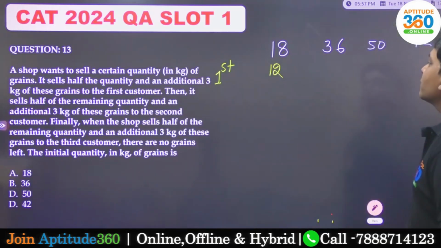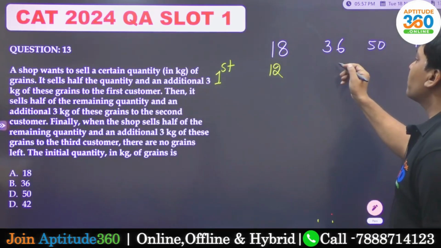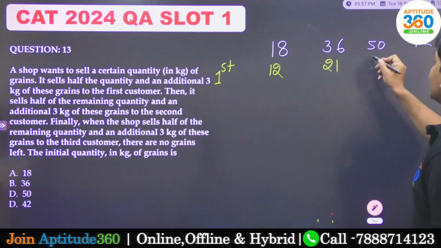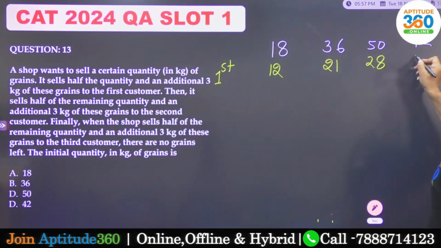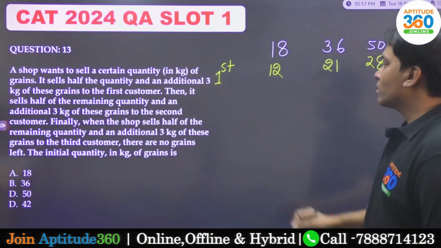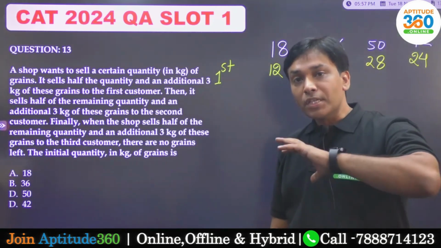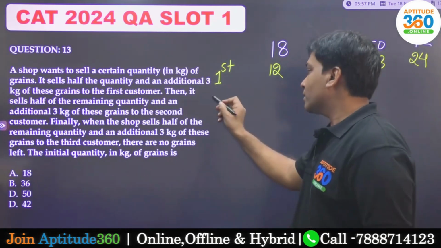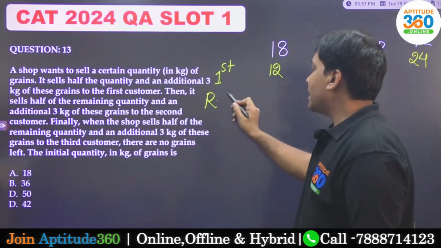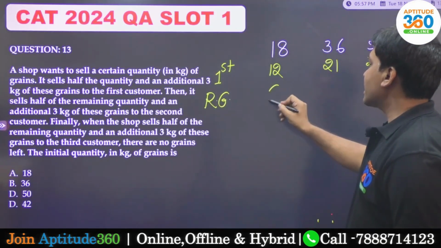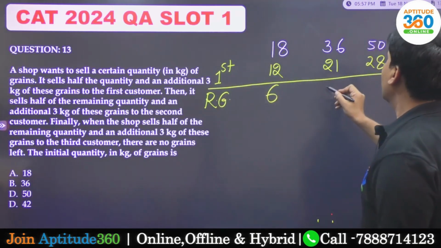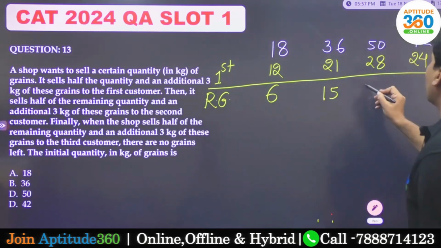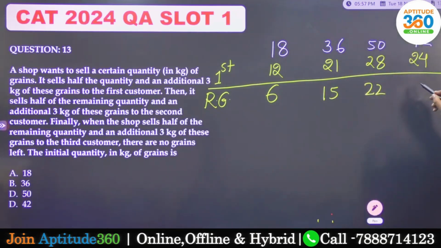In this case, the first customer will be taking 18 plus 3, 21. And then over here, 25 plus 3, 28. And in this case, 21 plus 3, 24. So I will find, once the first customer has been taken care of, the remaining grain is going to be 6, right? Now it is 6 and then what? 15 and then 22. And over here, this is going to be 18.